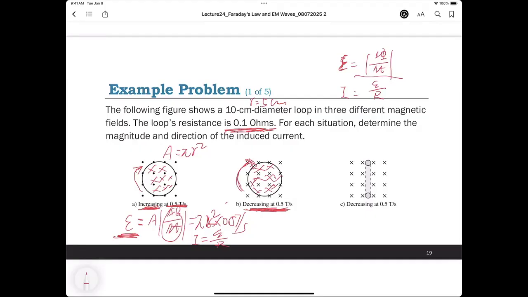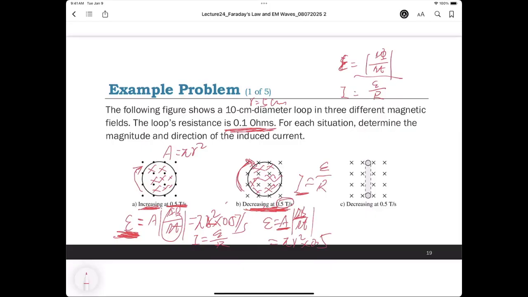Yeah, and then the induced EMF is also equal to A delta B over delta T. The A doesn't change, and the delta B is just decreasing. It should be negative, but this is an absolute value, so it's just pi R squared multiplied by 0.5, and then you use Ohm's law to get the current. Although this one is increasing and this one is decreasing, the current is just the same thing.